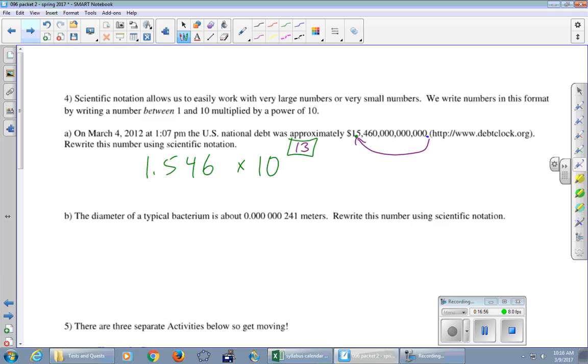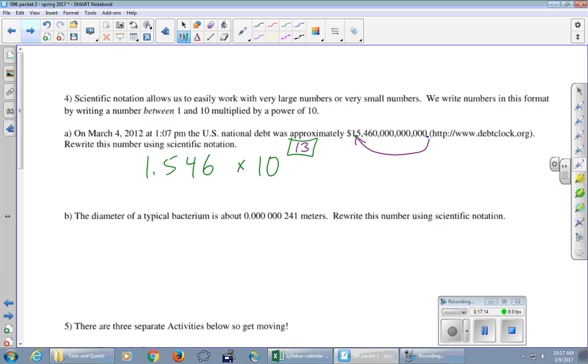And writing the number that way has some advantages. It's easier to write, right? It's fewer digits that had to be written or typed. And it's also easier to read. We don't have to sit here counting digits. And if you happen to know that 10 to the 12th is a trillion, then immediately you know that that is 15 trillion.